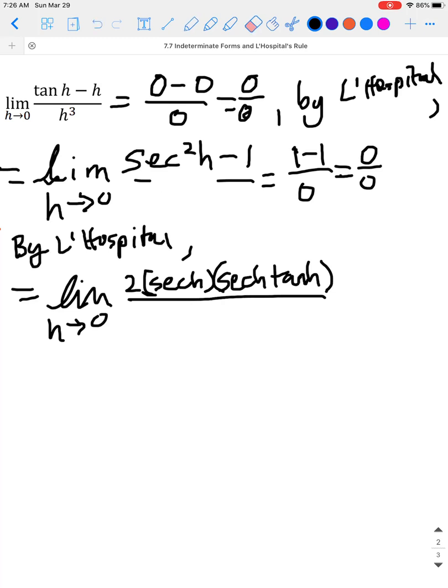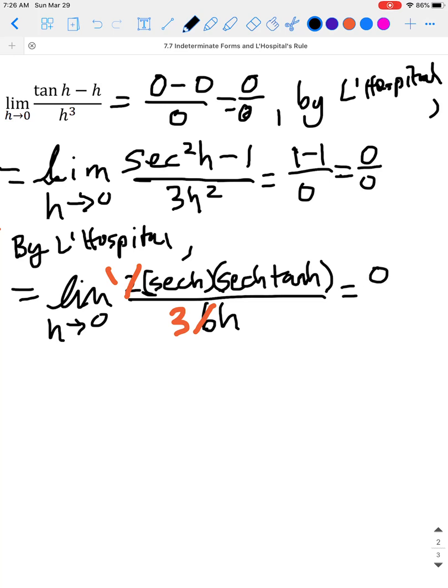Oh, I should go back here for a moment. I realize I made a mistake on our first application here. I forgot to differentiate the h cubed, so that should be 3h squared. So then for my second application of L'Hopital, I should get 6h here in the denominator. And we'll get some nice cancellation of 2 at least. So the 2 and the 6 will divide out and become 1/3.